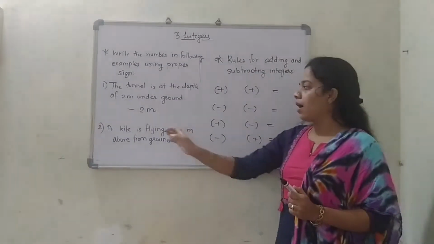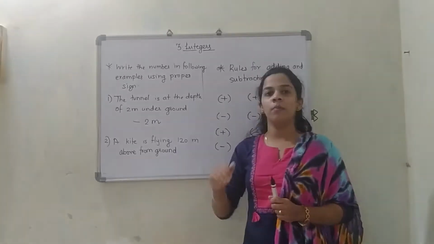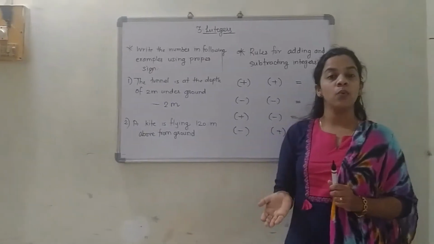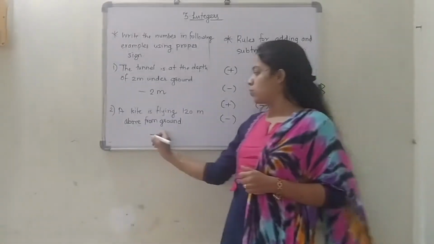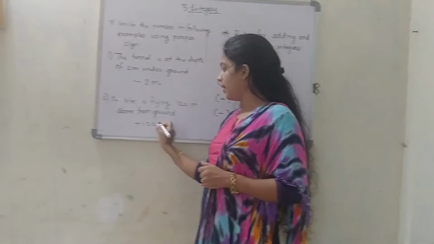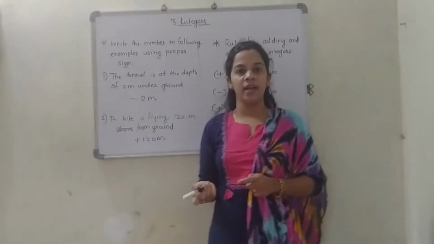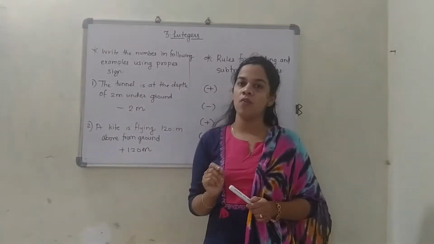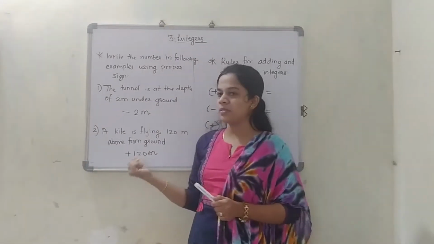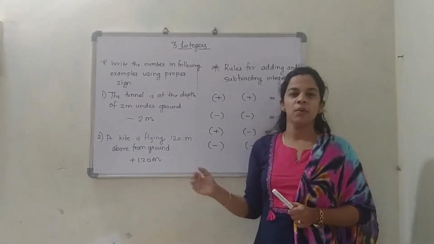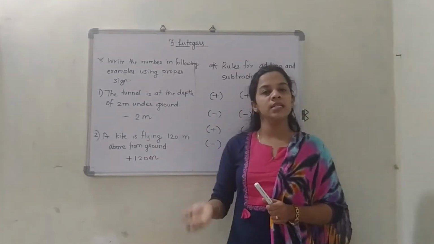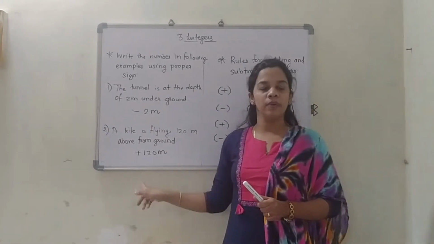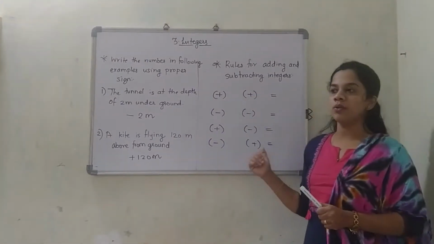Second question. A kite is flying 120 meter above the ground. Above the ground, so we are going to use the positive sign, and it is flying 120 meters above it. So I am just going to write plus 120 meter. Always remember, I have told you that day itself that we are not going to use the plus sign in front of a positive number. But for example's sake, if you want to show it, you can use it, but not necessary every time. It is above the ground, so obviously it will be a positive number, and positive numbers do not require a plus sign.